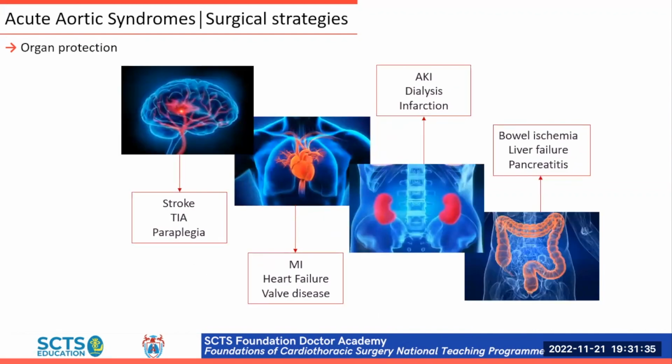Why is it important? Because we need to understand that in order to perform such a surgery with involvement of the aortic arch and descending aorta, we need to protect the brain to avoid stroke, TIA, paraplegia, and also protect the heart, the kidney, the bowel and the liver.